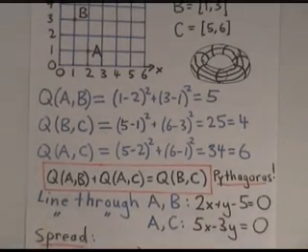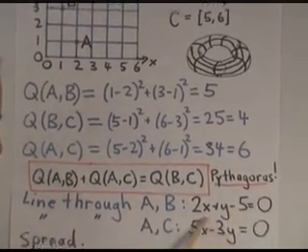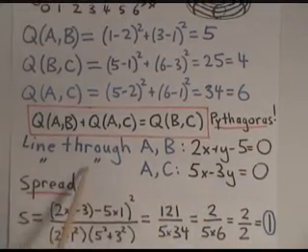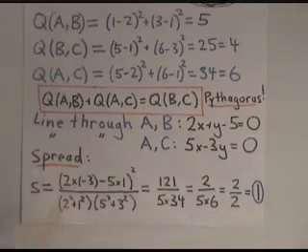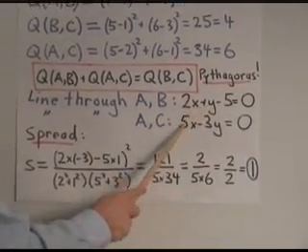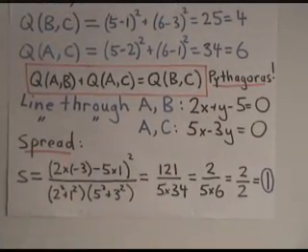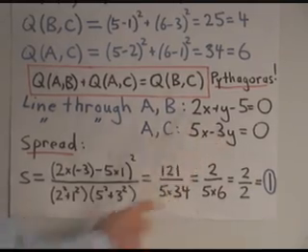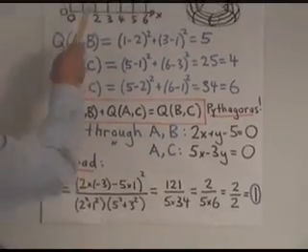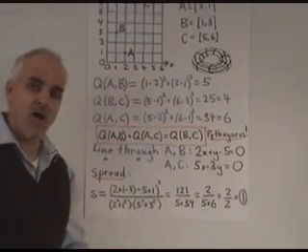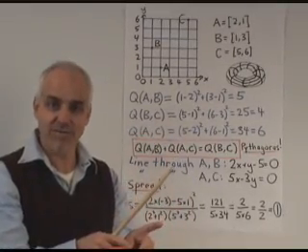What about spreads? The line through A and B, in the usual fashion, has equation 2x plus y minus 5 equals 0. The line through A and C is 5x minus 3y equals 0. We take 2 times 3 minus 5 times 1, all squared. And on the bottom we take 2 squared plus 1 squared times 5 squared plus 3 squared. So the spread between the lines AB and AC is 1. Also alerting us to the fact that that's actually a right angle, or a right spread.